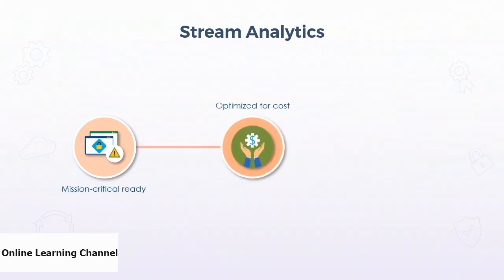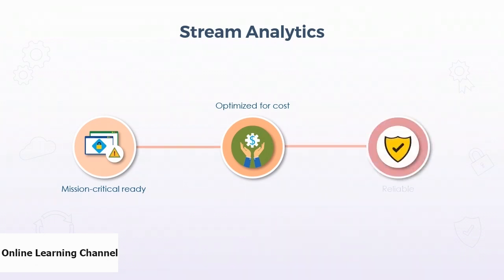It's optimized for cost. You pay for the processing you use. And it's reliable. It never drops events. Every event gets processed.